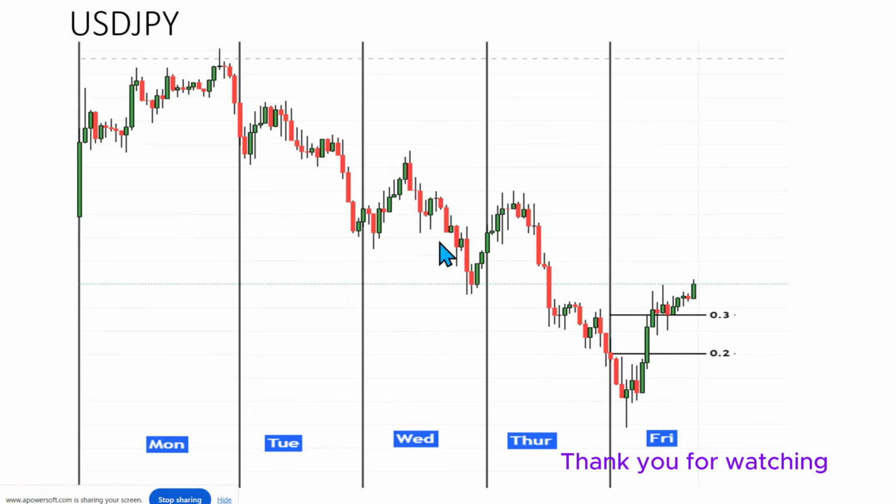So this is what it looks like on the lower time frame: Monday, Tuesday, Wednesday, Thursday, and expansion Friday. You can see we still had that reversal or the protraction to 30% of the range. That's all you need.